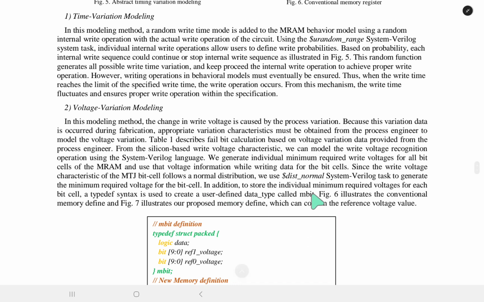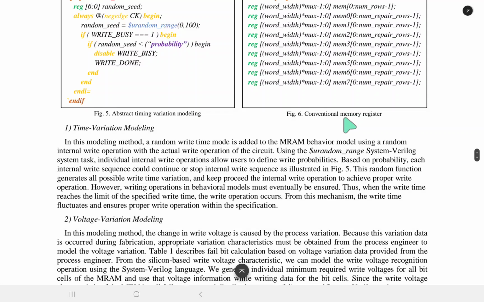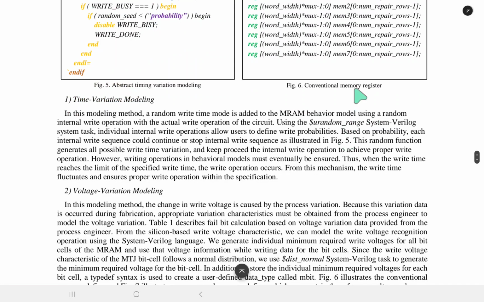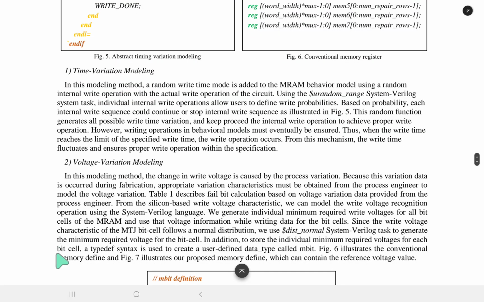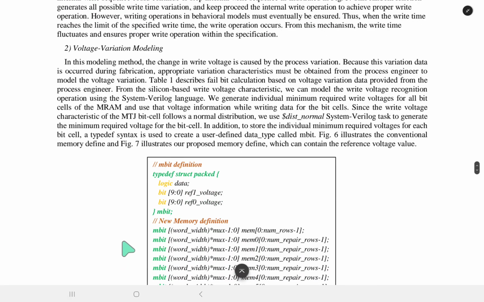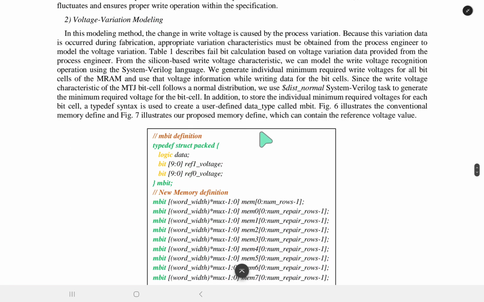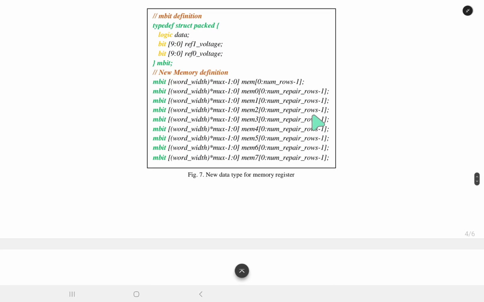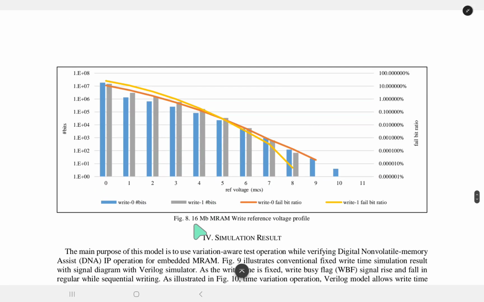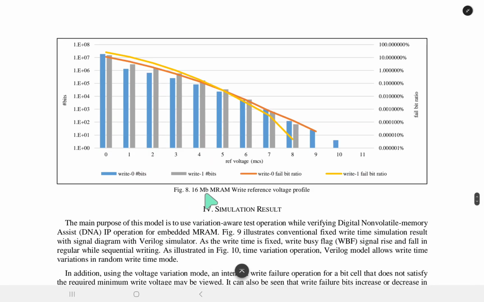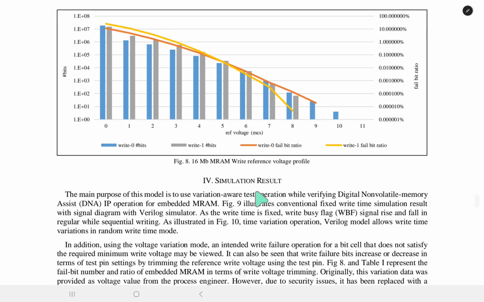Figure 6 illustrates the conventional memory model, and Figure 7 illustrates our proposed memory model, which can contain the reference voltage value. And Figure 8 is the megabit MRAM write reference voltage profile.